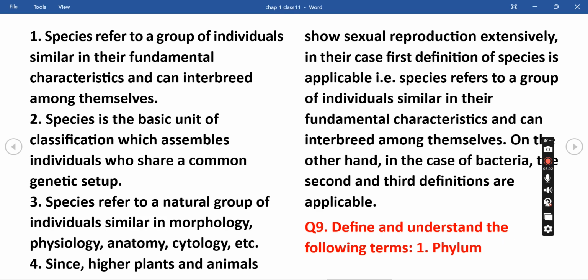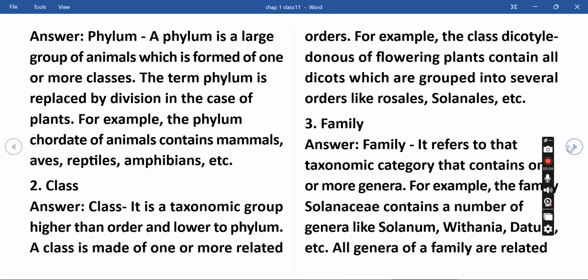Question 9, define and understand the following terms. Phylum. So, phylum is the group of animals, and a phylum is formed by one or more classes. So, always remember, students, whenever you have to answer the definition of phylum, class, family, the lower level will be included in that higher hierarchical level. Like class, it is a taxonomic group higher than order and lower than phylum. You can write this answer for all the definitions, and you can give an example also.